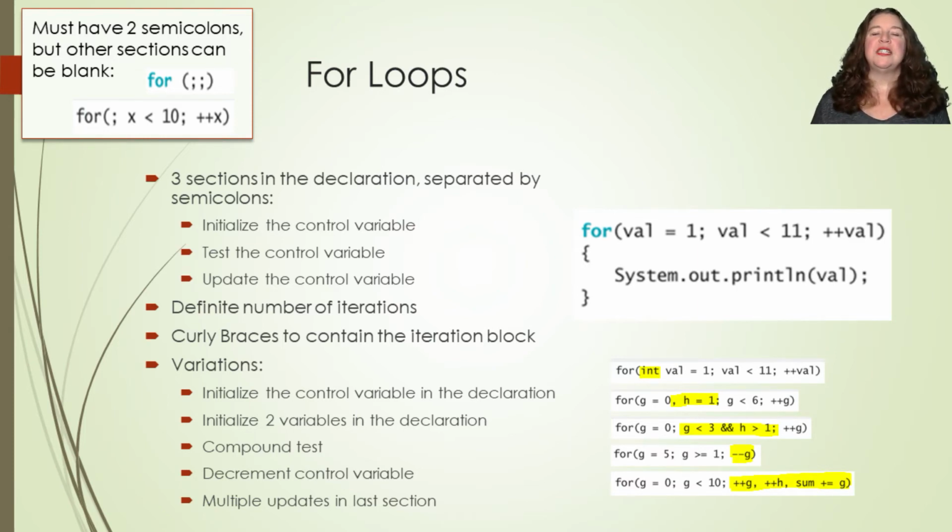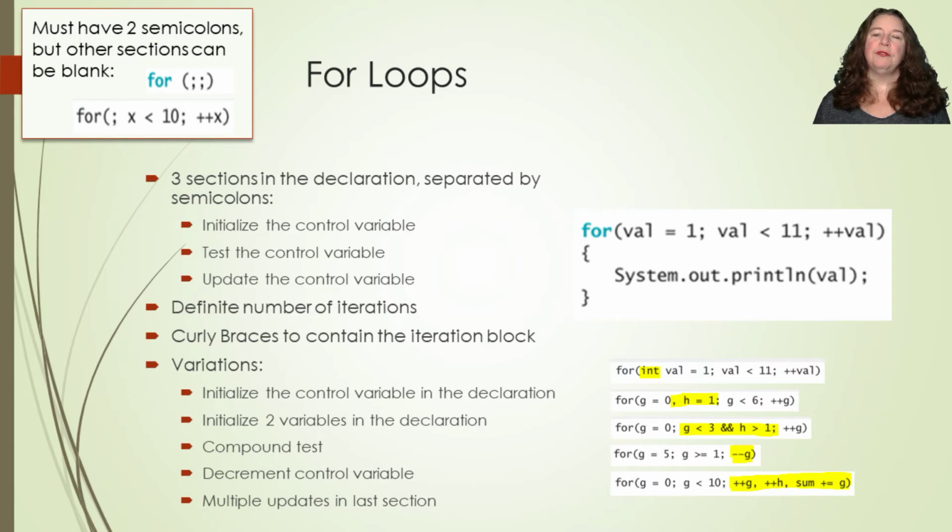For loops are always for a definite number of iterations. You can figure it out: if I had x equals 1 and I'm going to go x plus 1 each time, and I want to go until it's 10 or 11, then I'll know that I'm going to do it 10 times. We use curly braces to control the iteration block. What is the piece of code that's going to be run multiple times? So we use curly braces to hold that.